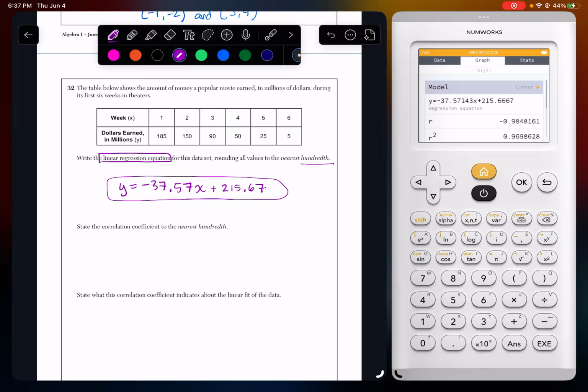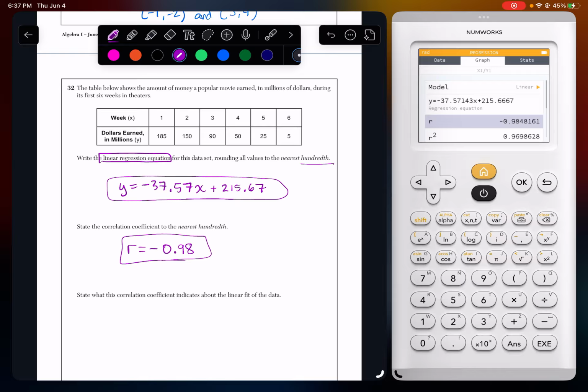And then the correlation coefficient is the R value. That is what tells us how strong this fit is. So right underneath the equation, they tell you the correlation coefficient. I'm going to copy it, but once again, all I need to do is round it. So if I round this to the nearest hundredth, that would be negative 0.98.